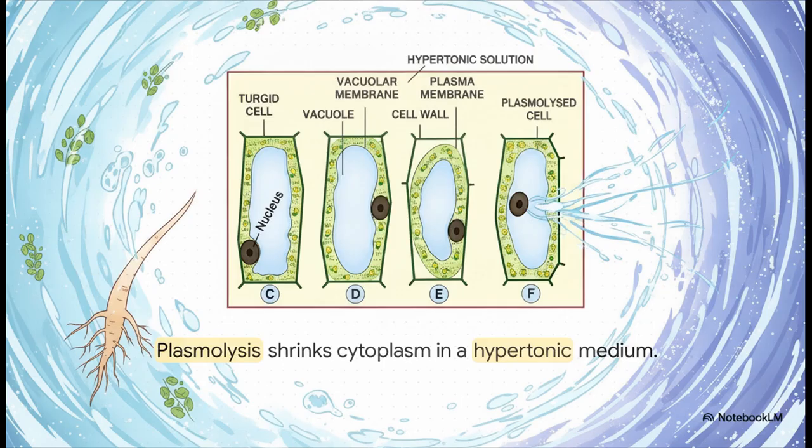Look at the extreme state in the final diagram here. That's plasmolysis. This is the explicit physical contraction of the cytoplasm and the tonoplast away from the cell wall. A completely plasmolyzed cell is said to be limp or flaccid, which is the exact mechanical opposite of turgidity.